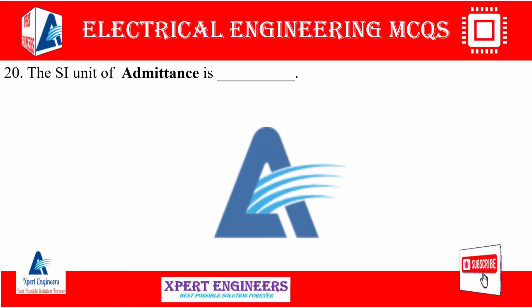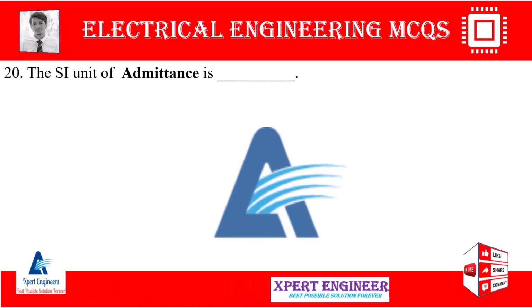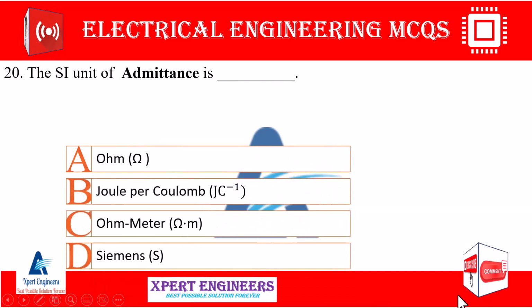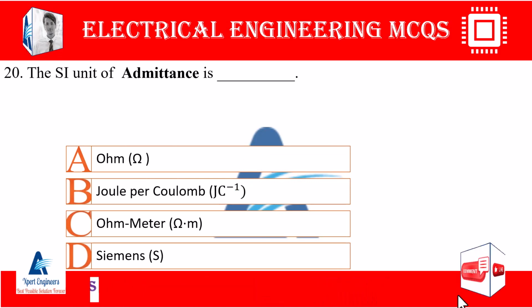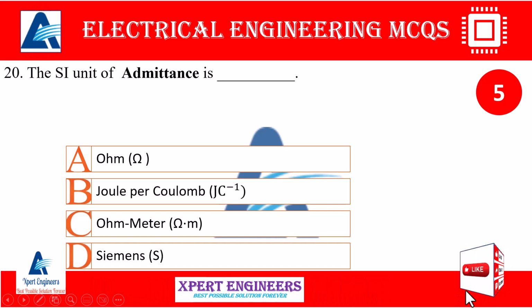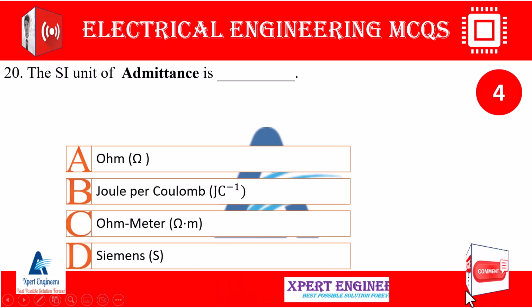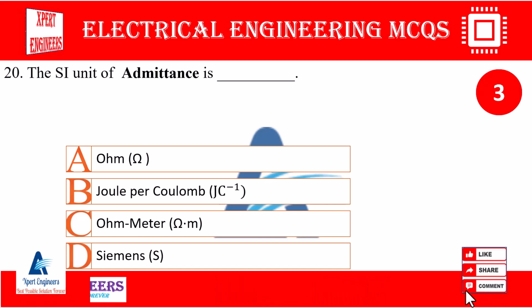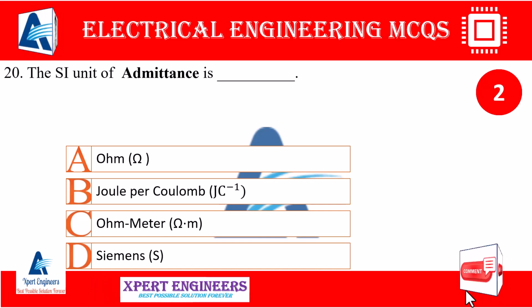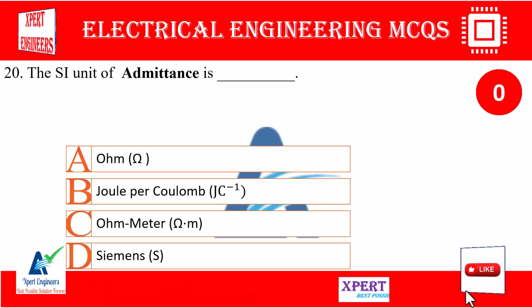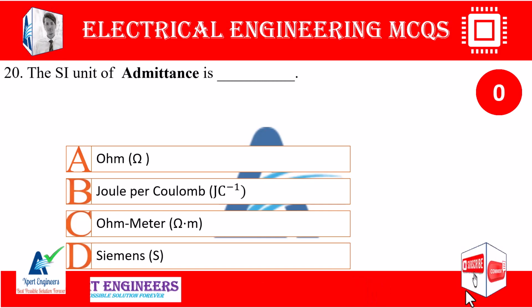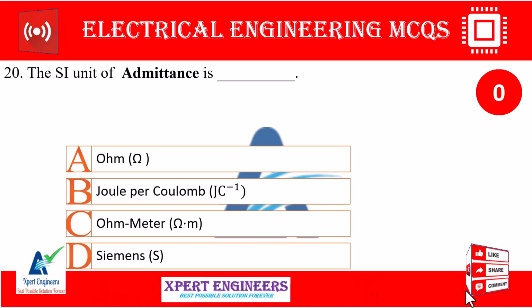Next is the SI unit of admittance is dash. A, ohm, B, joule per coulomb, C, ohm meter, and D, Siemens. The correct option is D, Siemens. The SI unit of admittance is Siemens.